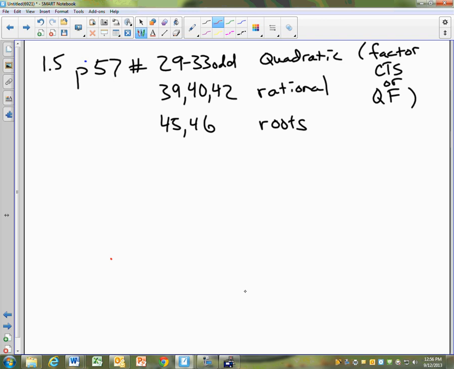39, 40, and 42 are rational expressions, kind of like we were doing in class. So you can multiply through by something. If you can cross multiply, go ahead. And finally, 45 and 46 are just practicing your root problems. I would make sure that you check the answer book on those because you might see that you come up with an extra solution or a solution that does not exist, something to that nature. So tomorrow we'll finish off the notes and we will be done with 1.5.